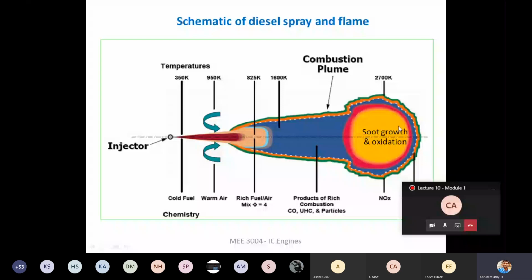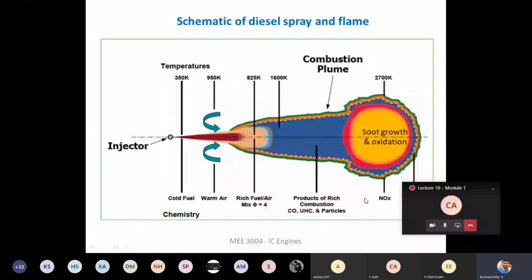Combustion takes place and its temperature is high. At high temperature, the nitrogen present in the air reacts with the oxygen and thereby forms NOx, an unwanted emission from the engine cylinder. So the unwanted emissions are CO, unburned hydrocarbons, soot particles, and NOx. If the combustion is complete, instead of CO, you will have CO2. This is a complete schematic of the diesel spray inside the engine cylinder during combustion.